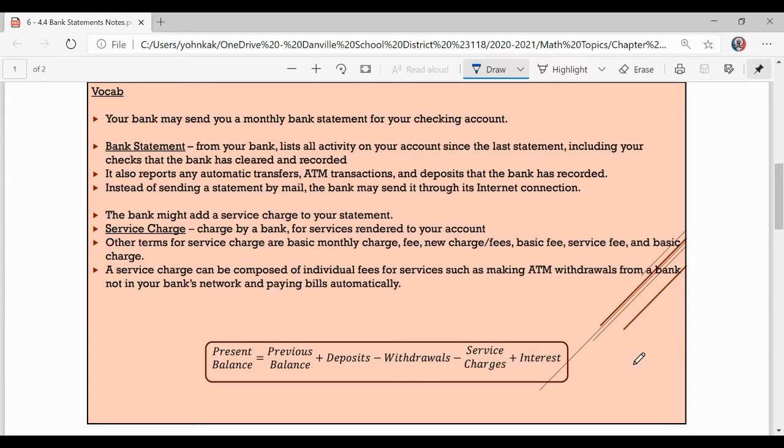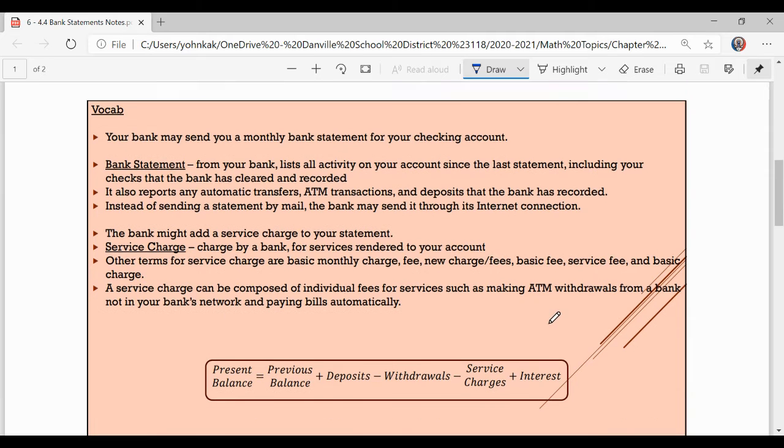So if we want to find our present balance, we take our previous balance, we add any deposits, we subtract any withdrawals, we subtract any service charges, and if it's a savings account, you could earn interest. There's also interest earning checking accounts too, but they're not as popular as savings accounts.